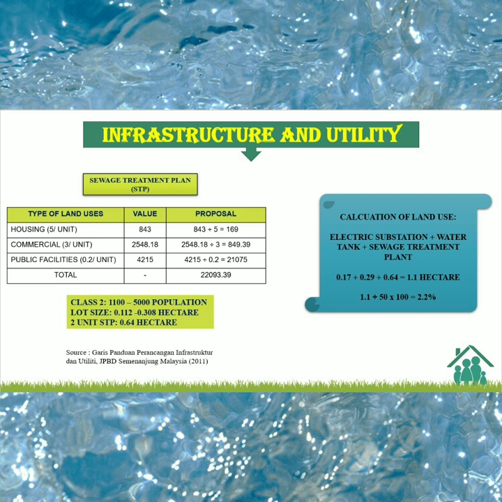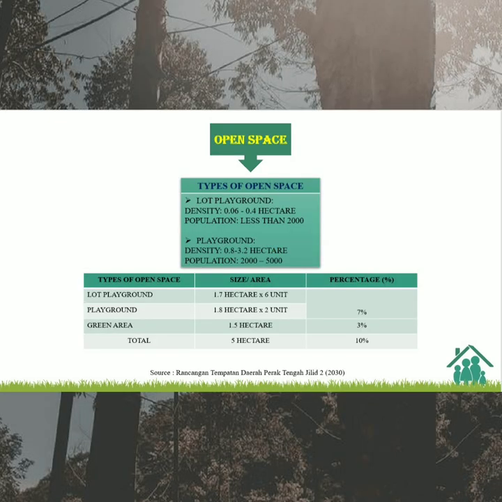So, for infrastructure and utility, we use 1.1 hectare, which means 2.2% for land use. Next, we proceed to open space. We have 3 types of open space, which are playground, lot playground, and green area.